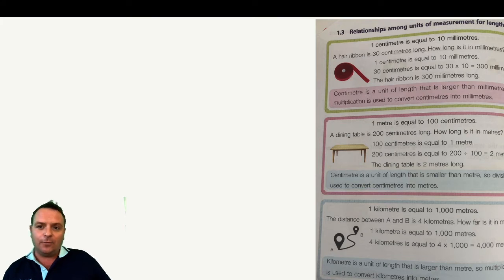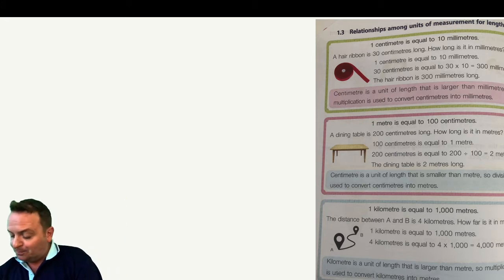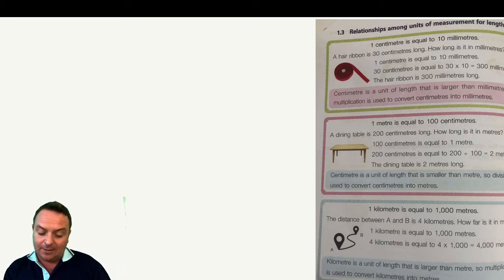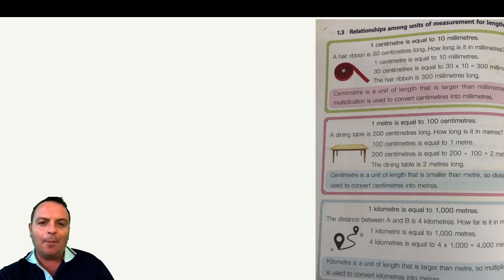On page 12, we have the relationship between units of measurement. You can see at the top, 1 centimeter is equal to 10 millimeters. So for 1 centimeter, you get 10 millimeters. That means if we have 30 centimeters, how many millimeters do we have? Well, 30 centimeters is equal to 30 multiplied by 10. 30 multiplied by 10 equals 300. So 30 centimeters equals 300 millimeters.